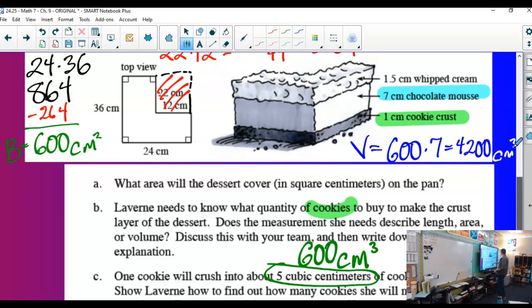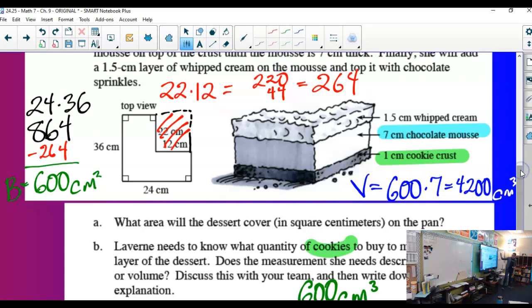Go ahead and do the whipped cream. That should be a mental thing. Come on, what's 600 times 1.5? 900, right? Centimeters squared again.